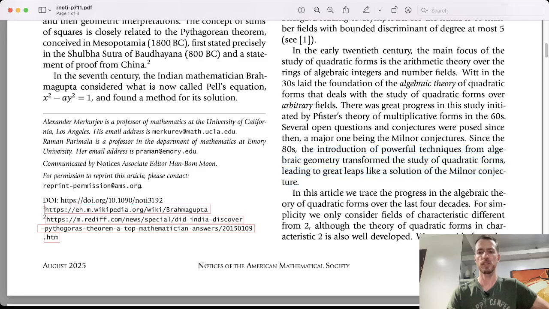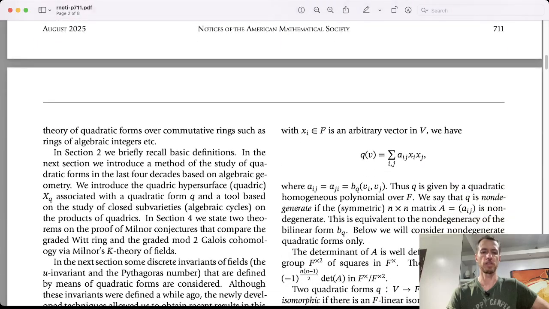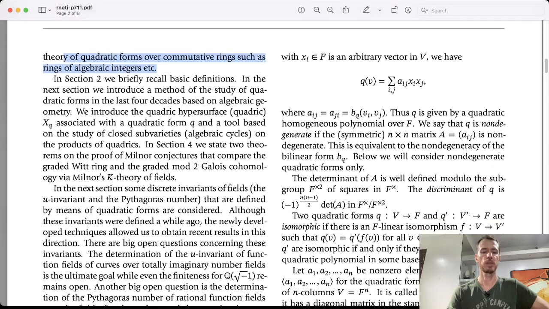In this article, we trace the progress in the algebraic theory of quadratic forms over the last 4 decades. For simplicity, we only consider fields of characteristic different from 2, although the theory of quadratic forms in characteristic 2 is also well developed. We stay aside from the theory of quadratic forms over commutative rings, such as rings of algebraic integers, etc.